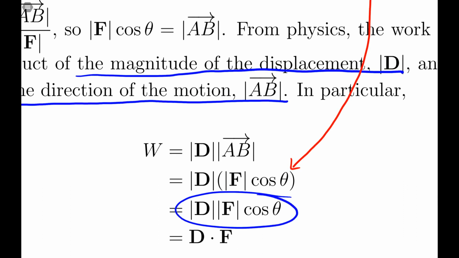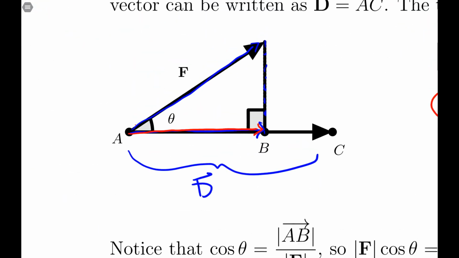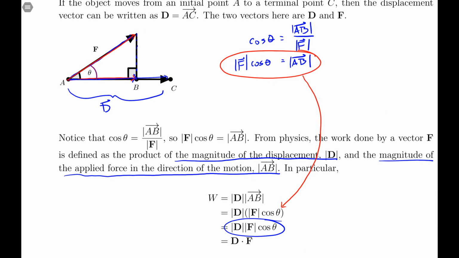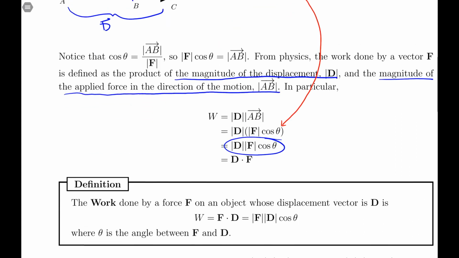This is the dot product of two vectors, found by looking at the size of the first vector multiplied by the size of the second vector multiplied by the cosine of the angle between those vectors. So the dot product of D with F is the same as the size of D multiplied by the size of F multiplied by cosine of theta, where theta is the smallest angle between D and F. So we've just worked out a mathematical definition.